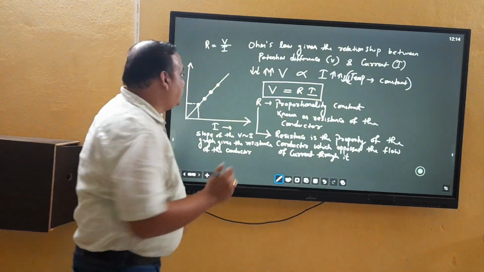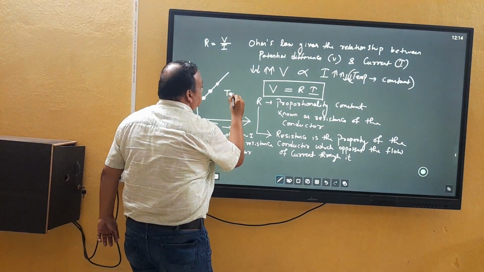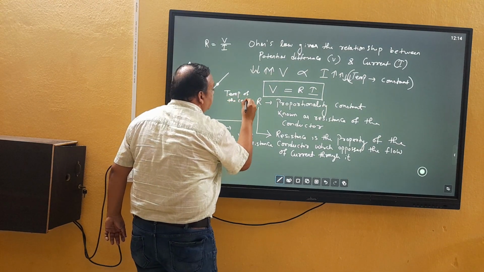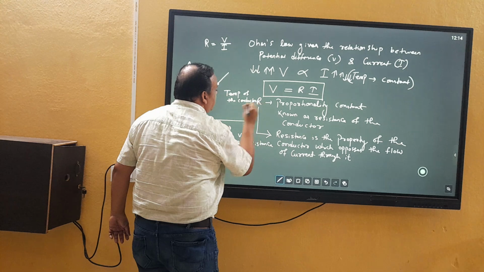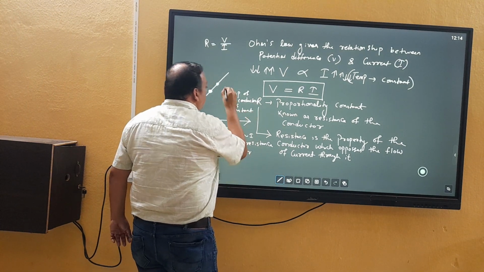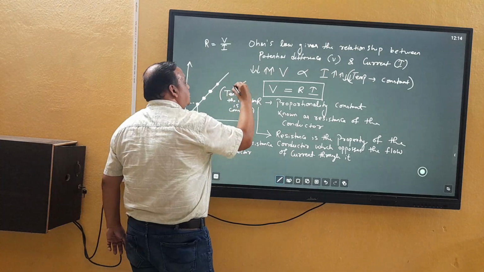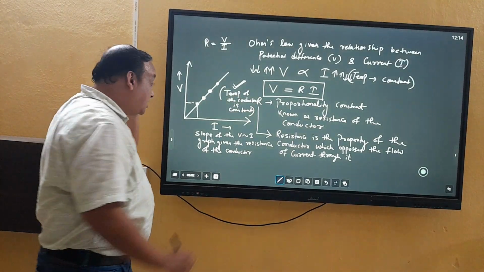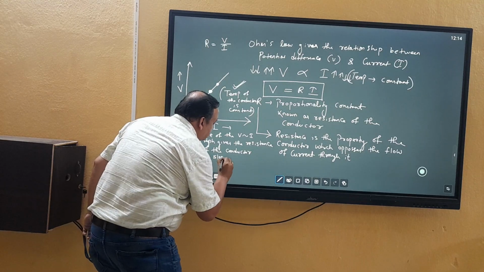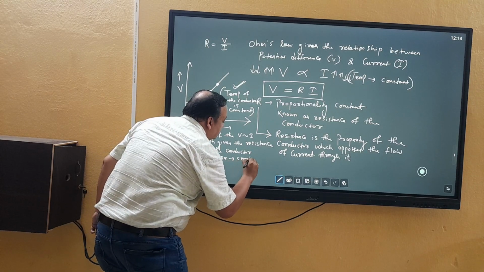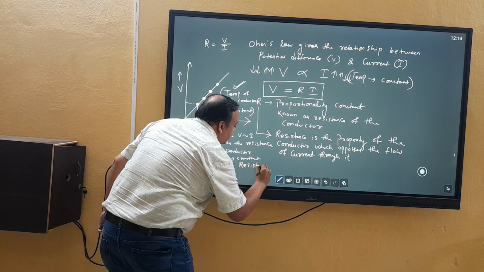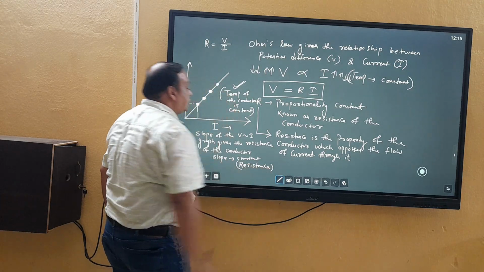Where is it constant? When the temperature of the conductor is constant. If the temperature remains constant, we get a constant slope, and the slope gives the resistance.